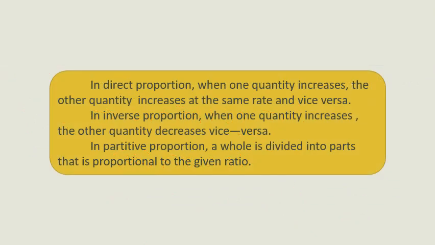So, tandaan natin, kapag direct proportion, kapag tumaas ang isang quantity, tataas din po yung kabila. Kapag bumaba naman siya, bababa din yung kabila. Kapag inverse naman, kapag tumaas yung isa, bababa naman siya. Pag bumaba naman, tataas naman yung kabila. Kapag partitive, ito ay yung kabuuan, hinati-hati sa mga parte. Kaya siya partitive. Okay, so yun po yung tandaan natin. So yung 3 types of proportion natin is direct, inverse, and partitive.